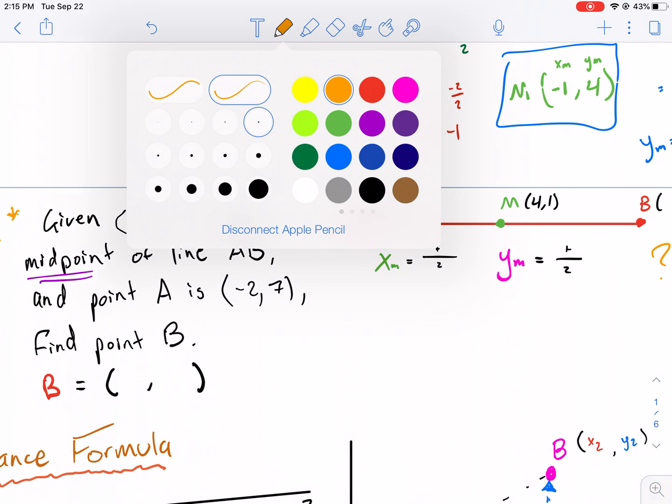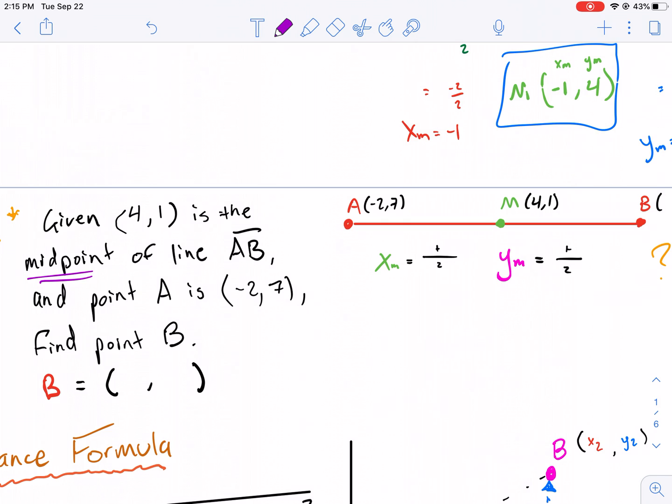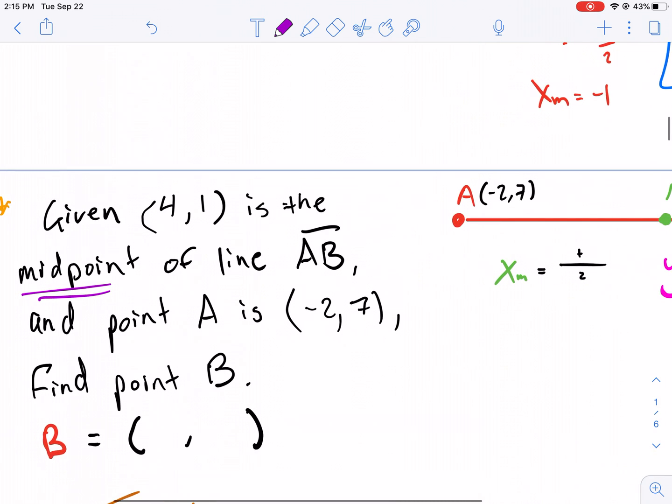Let's do that now. So I'm going to use purple here. I'm just going to stick with purple just so I don't spend all my time on the palette. Okay, so if this is a midpoint, I need to label this XM, YM, not X2, Y2, not X1, Y1, XM, YM. That is a critical step right here. If you do not do that step, the whole problem is going to end up phooey.